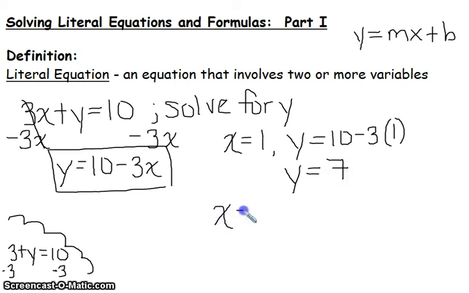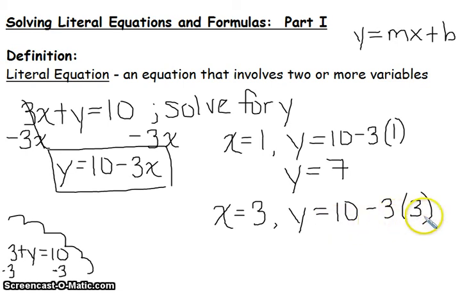I could give you another value. If x was 3. Well, again, just like we did here, instead of having a 1 for x, this time we're going to plug in a 3 for x. So to find y, 10 minus 3 times 3, you can type that in a calculator if you would like, or following order of operations, multiplication before subtraction. You will discover that y is 1.